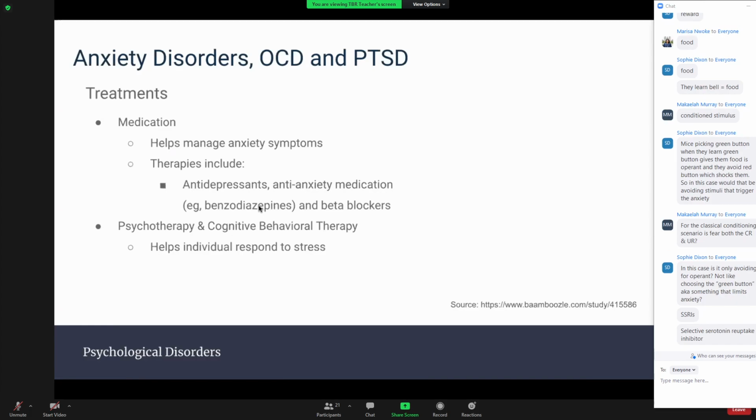Right, exactly. The other thing in terms of treatments for these disorders is psychotherapy and cognitive behavioral therapy. I've explained why CBT in particular works: it's because of the previous etiology factors we looked at in the previous slide.